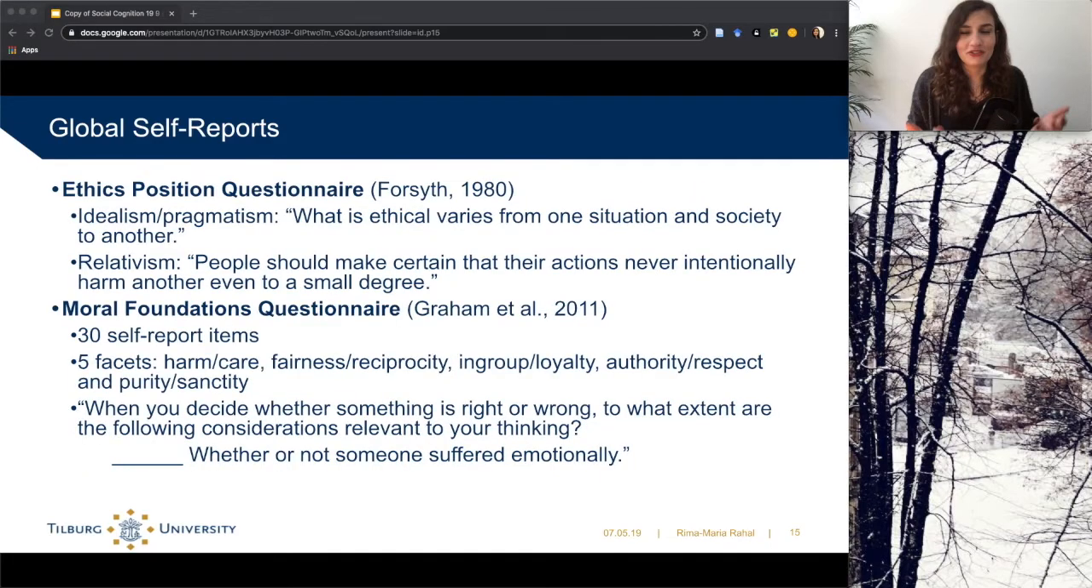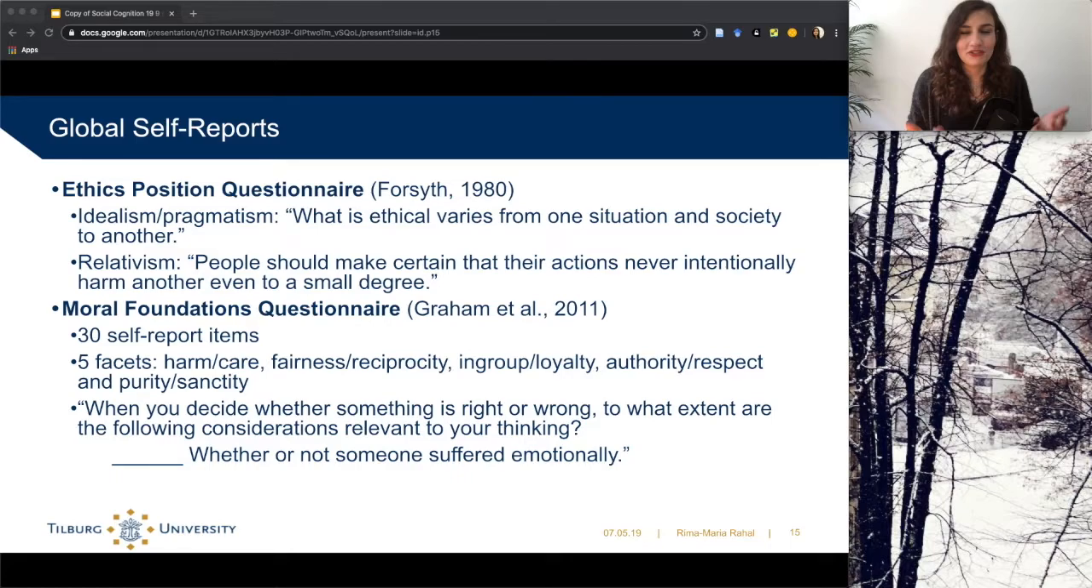If we are moving now clearly rather towards the idea of moral or ethical behavior, we could consult the ethics position questionnaire that has 2 subscales. One of them deals with idealism or pragmatism. And here an example would be, what is ethical varies from one situation in society to another. Or the relativism scale, which asks questions like, should people make certain that their actions never intentionally harm another, even to a small degree?